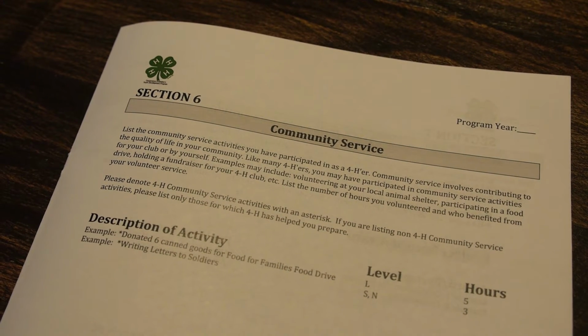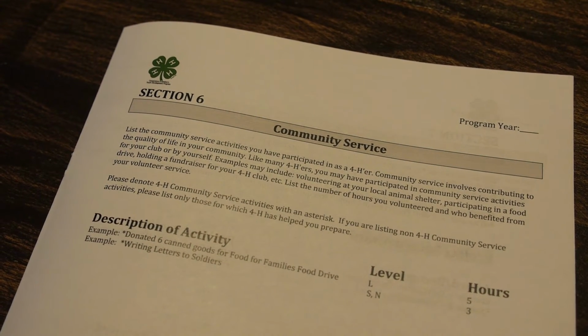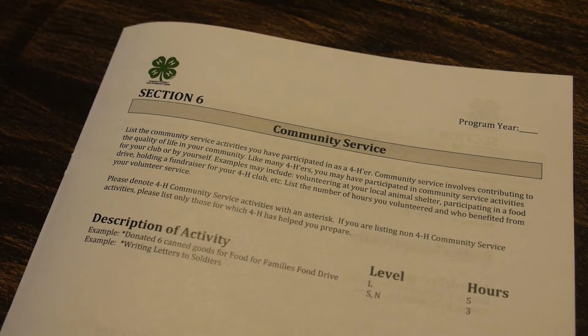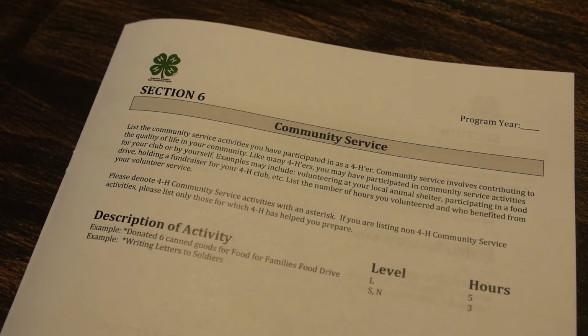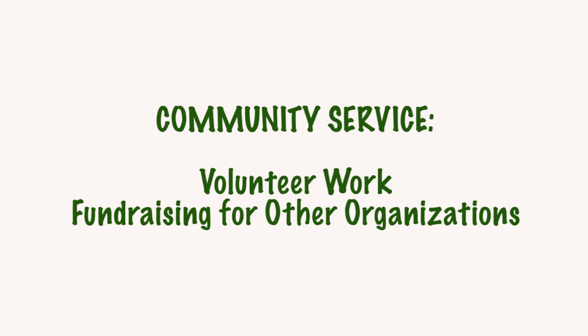So then we're going to move on to section 6, which is community service. So this one asks you for a description of your activity, the level of your activity, and how many hours it took you to do that activity. So you could, again, do a chart and have 3 different columns. So the examples they give in this section are donated 6 canned goods for Food for Families food drive, and that was at the local level, and that was 5 hours.